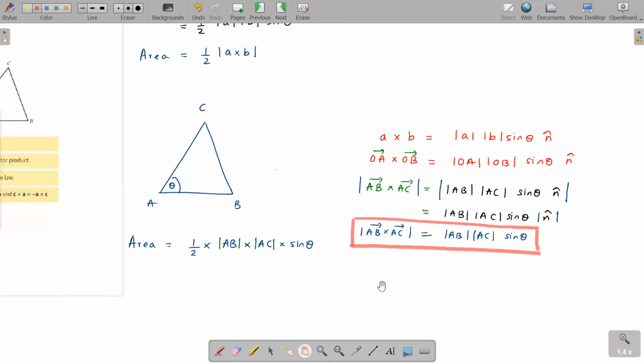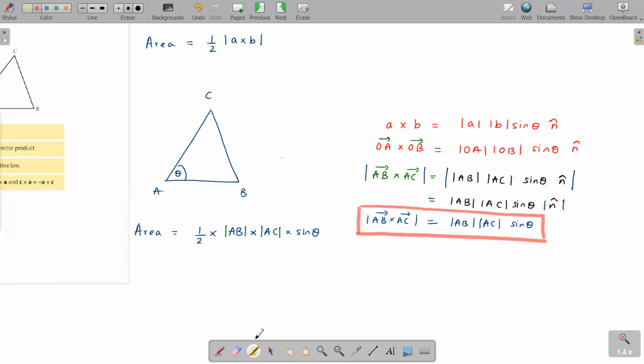So then can't I use it over here now? Modulus AB, modulus AC sine theta, you can clearly see it's over here. So what do we get? Half, instead of writing modulus AB, modulus AC sine theta, I can write the modulus of the cross product of the vectors AB and AC. So area is equal to half the modulus of the vector AB cross AC.